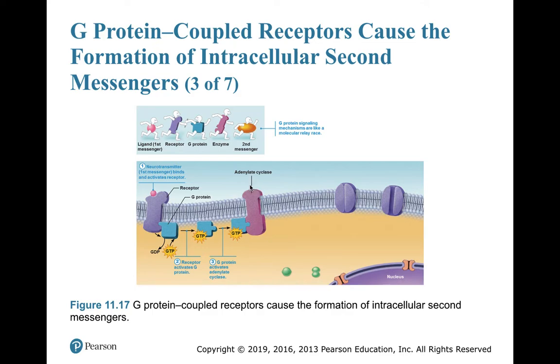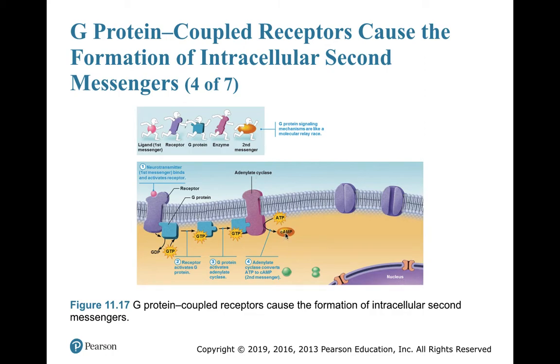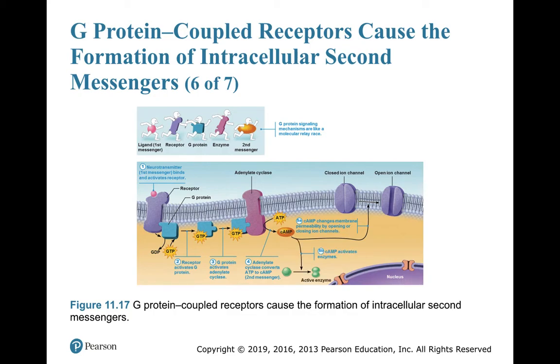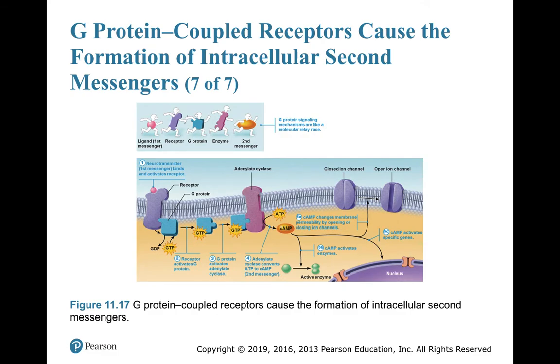The adenylate cyclase enzyme takes ATP and converts it to a cyclic AMP, takes two phosphates off and folds the two ends together to give you a circular molecule. And that cyclic AMP acts as a second messenger. It changes the membrane permeability, opening and closing ion channels. It also activates enzymes, and it can turn on specific genes. So we get a widespread response amplified because even though it was only one neurotransmitter, there's a whole lot of cyclic AMP made in the cells.